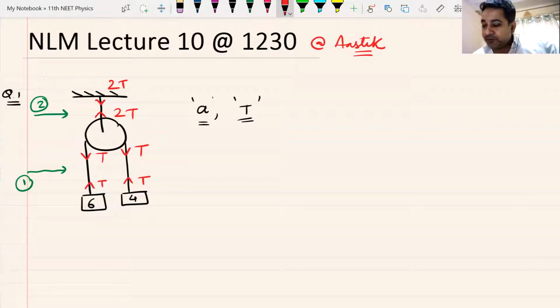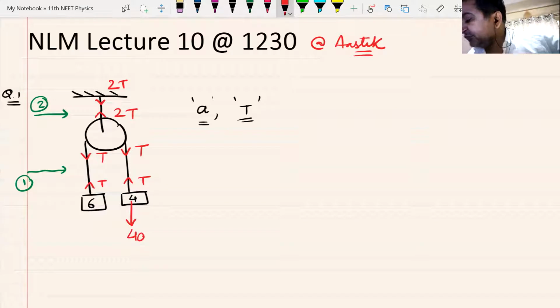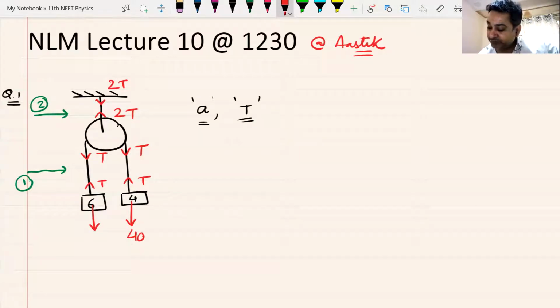Okay, what about the free body diagram of the 4 kg block? Sir, it's 40. What is 40? It's M into g, it's gravity, it's the weight. What about the 6 kg block? Sir, it's 60. Okay, now we must understand which block will go where.